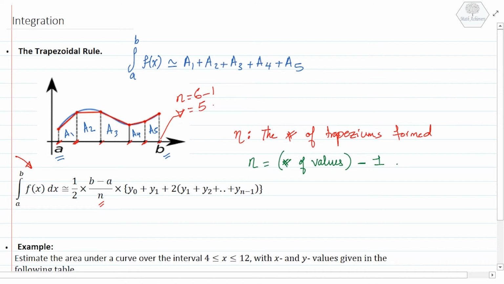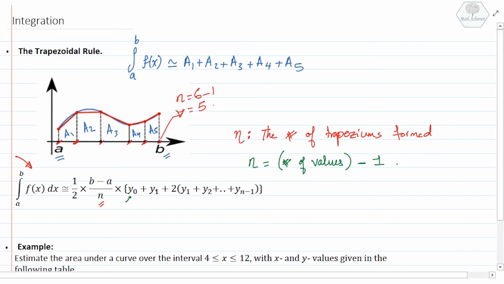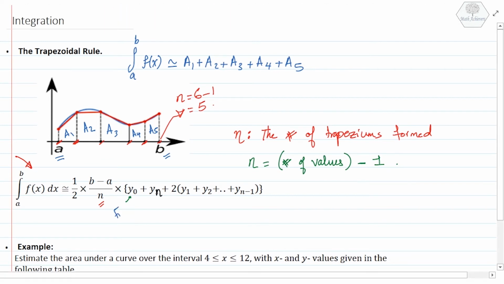And then I multiply times y naught, the first y value, plus yn. Y naught is the first value, and yn is the last value, plus 2 times y1 to yn minus 1. These are the values in the middle.